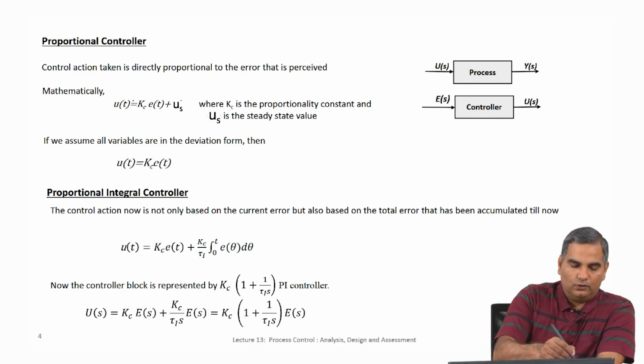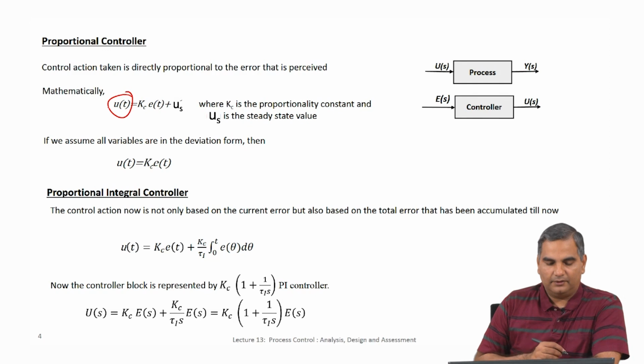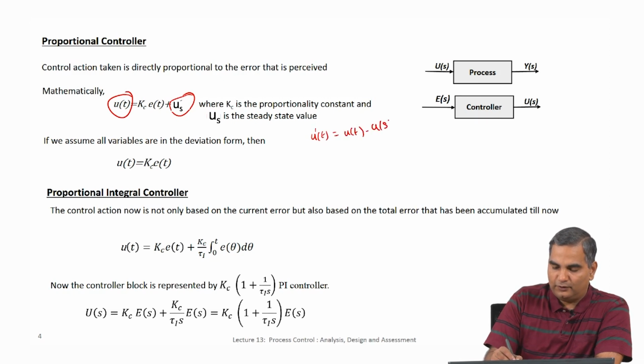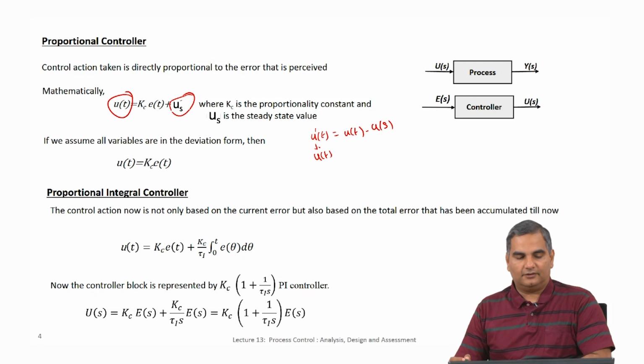A typical u of t in time domain, for example, the way we have written it, is usually u of s plus this. If you do this in deviation variable form, we are going to write u prime of t as u of t minus u of s, and there is no point writing this prime every time. So, I am going to call this itself u of t, with the idea that at steady state it is 0.